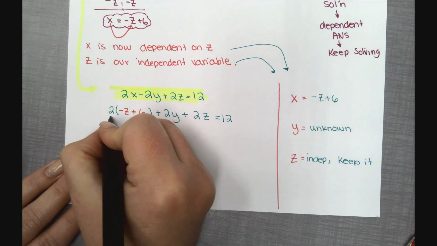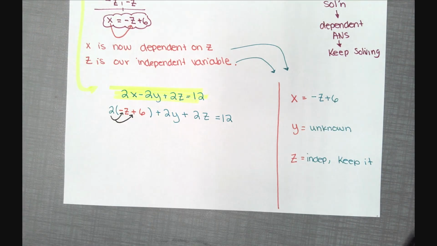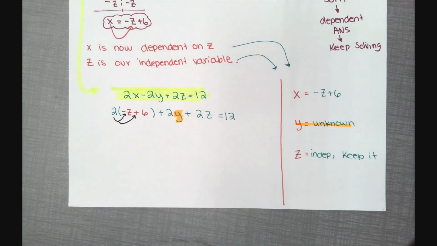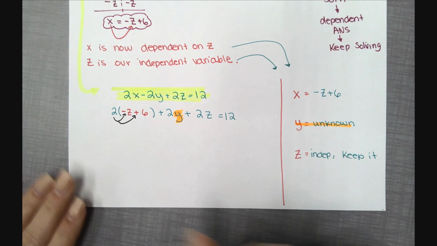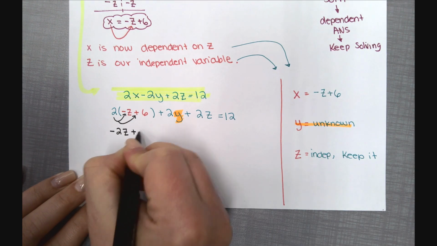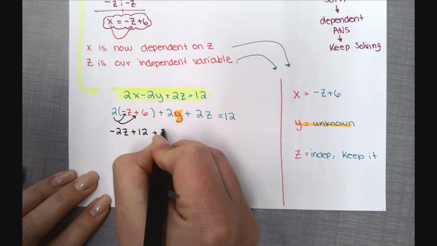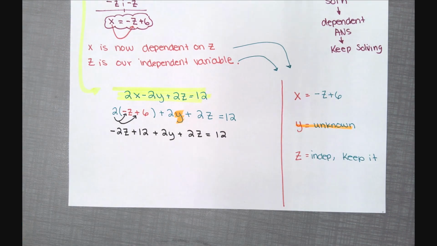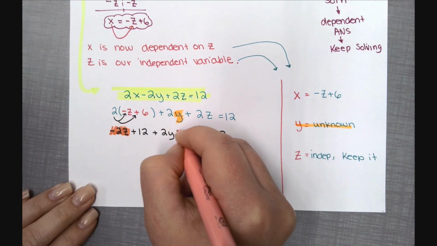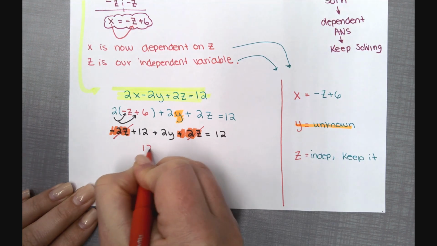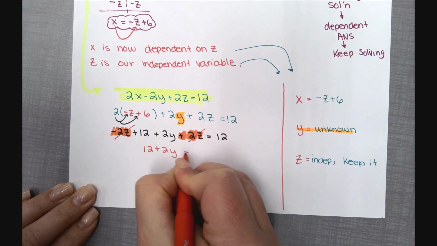I'm going to distribute, solve for, now be careful here, what's our goal? Our goal is right now to solve for y. So I need to get y alone. Let's go ahead and continue. We get positive times a negative is a negative 2z. Positive times positive is a positive 12 here. Plus 2y plus 2z is equal to 12. Notice what ends up happening, and this does not always happen. It just happened in this example. I get a negative 2z. I get a positive 2z. My z's are gone. I end up having 12 positive plus 2y equals 12.